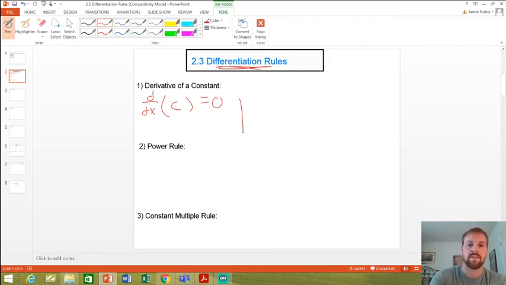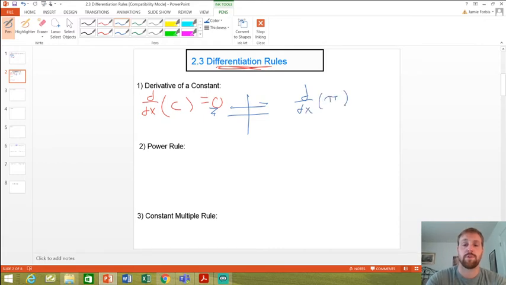I mean, think about it. A constant looks like this, right? And what is the slope at any point on a constant? Well, it's 0. I can give you a bunch of examples of this. The derivative of pi, the derivative of 3.14 is 0. The derivative of e is 0. The derivative of anything, any number, is 0. Nothing too bad there.